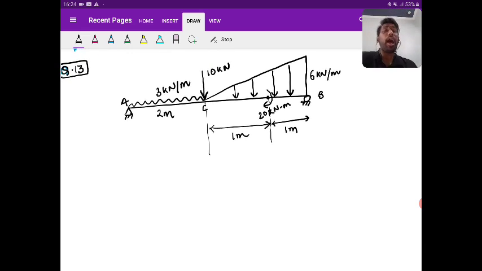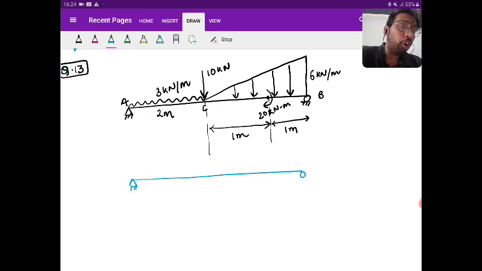And I will not apply any formula. I will just apply the shortcut. See how. First of all, for support reaction, you can take UDL and UVL as a point load passing through its centroid.